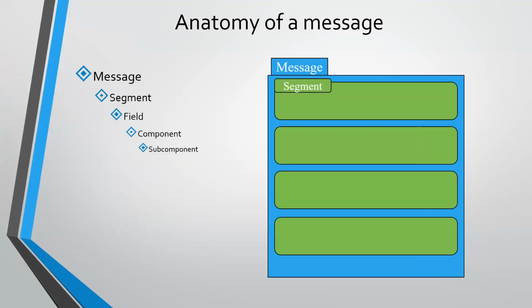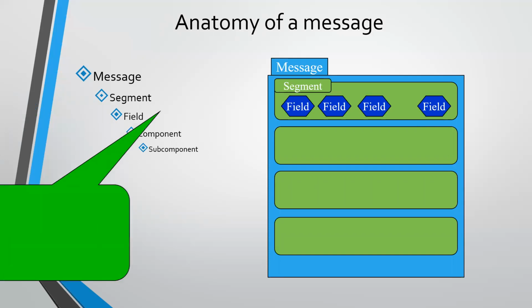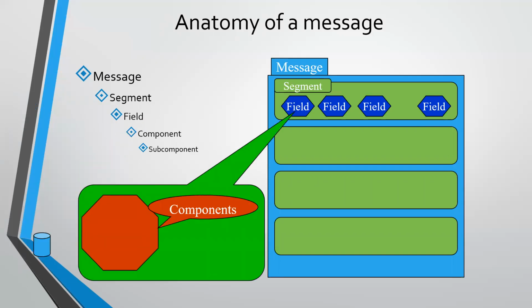One HL7 message may have any number of segments. Each segment is divided into compartments called fields. Fields are again divided into components. Components may be again divided into subcomponents. So we will explore the message structure and see how these segregations are shown.